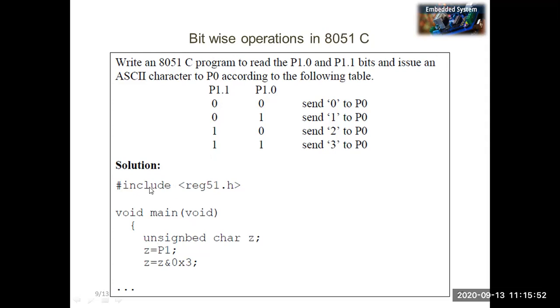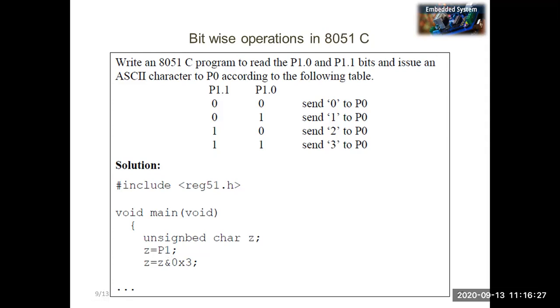Okay, so for this we have to write a program. So the program is written: include reg51.h, void main. Okay, function void main void, and in this function unsigned char z, we are declaring z as an unsigned char type of variable. Means in z I can store any value in between 0 to 255. Then z is equal to P1 semicolon. So by using this statement, I am reading port 1 and whatever data is in port 1 I am storing in the z variable.